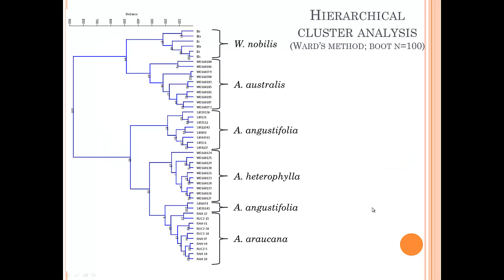When we move to the next technique, which is hierarchical cluster analysis, we find that we get very discrete separation. The species from New Zealand are separated immediately from the species from the Americas. And within the species of the Americas, we have Angustifolia as a specific group. We have Heterophylla as a specific group, and then Araucana. And within the Araucana group, we have two samples from Angustifolia that seem to be misplaced within this cluster.